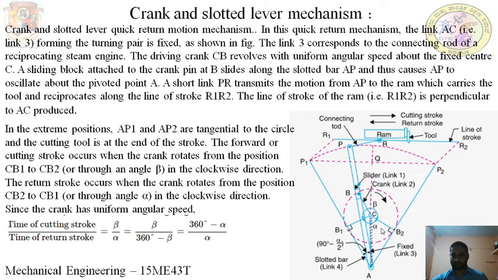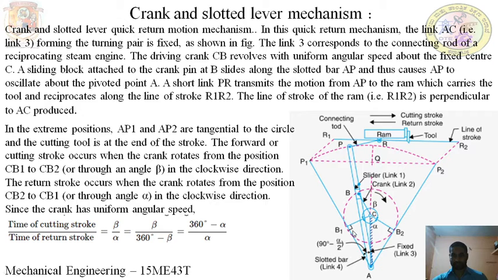The driving crank CB rotates. This dotted line indicates the circle created by the rotation of the crank. As power is supplied, the crank will rotate about the fixed center C with a uniform angular speed. As CB rotates, it will generate a circle, as you can see here.